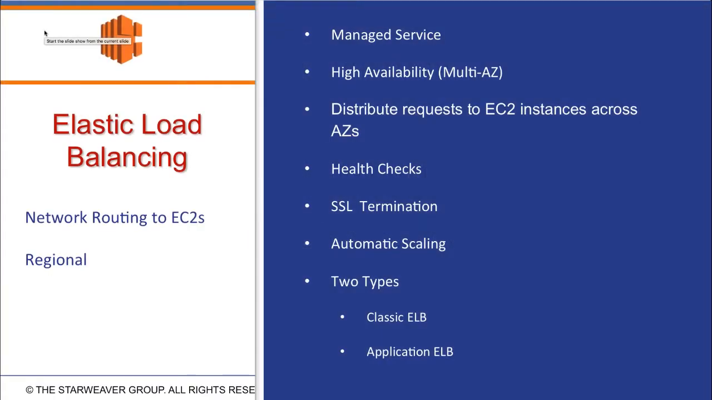Okay, so we're going to need the elastic load balancing service next. This is going to be responsible for distributing requests across multiple instances that are in more than one availability zone. We're actually going to have 2 availability zones set up. We're going to set up health checks so it can see when an instance is no longer healthy and stop sending it any new traffic.